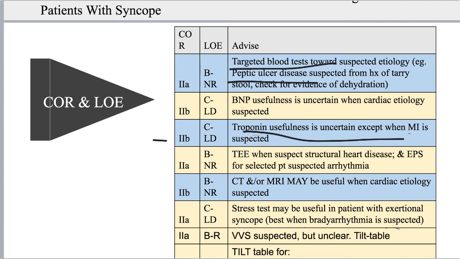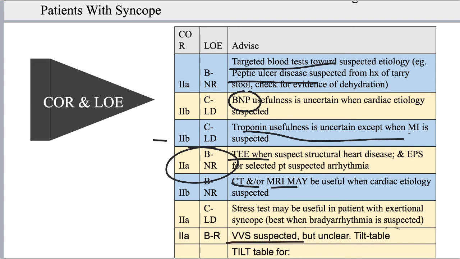When a cardiac etiology is suspected, CT and MRI may be very useful. I would say start with the TTE, and you may even want the TEE, but it's a 2A. As far as labs go, the BNP, it's really uncertain how useful that is, but you can get it if you think it will help.